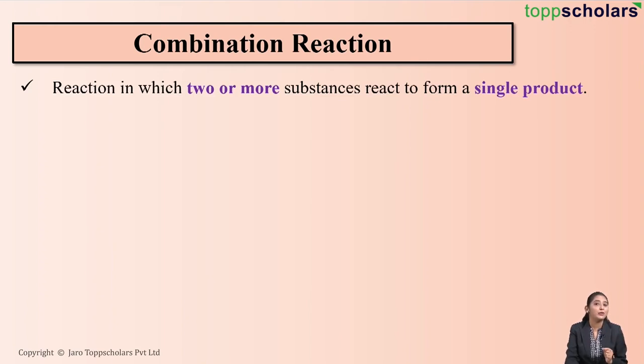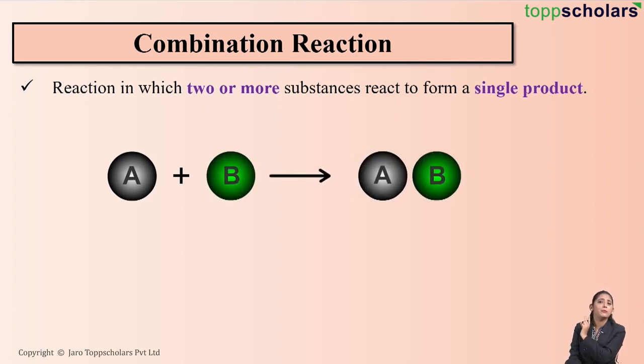So what is a combination reaction? A combination reaction is a reaction in which two or more substances react to form a single product. In order to understand a combination reaction, let's have a general representation of the combination reaction, right? So here we can see we have two reactants A and B combining to give you a new product, that is a single product AB.